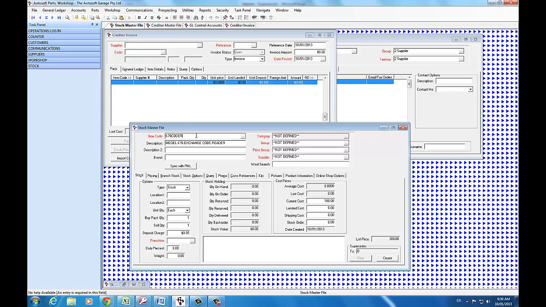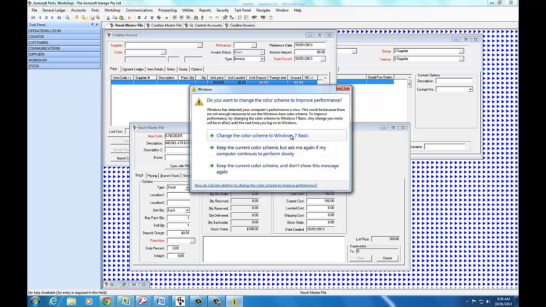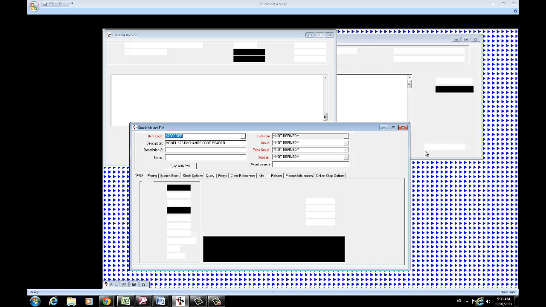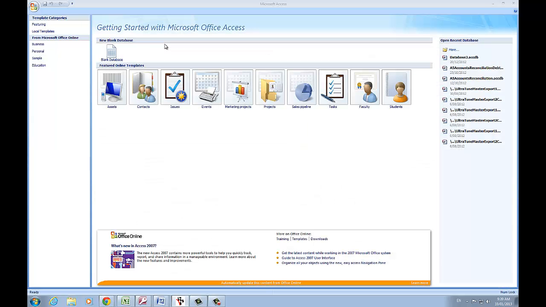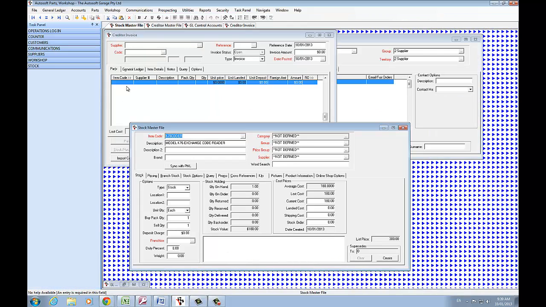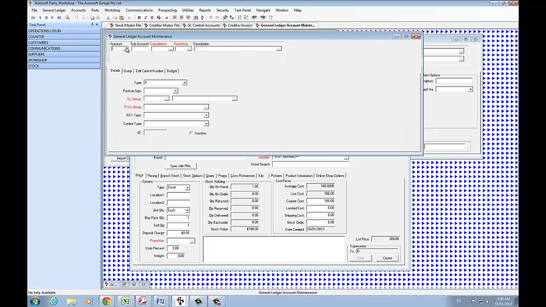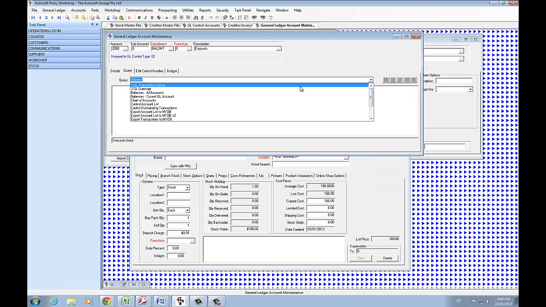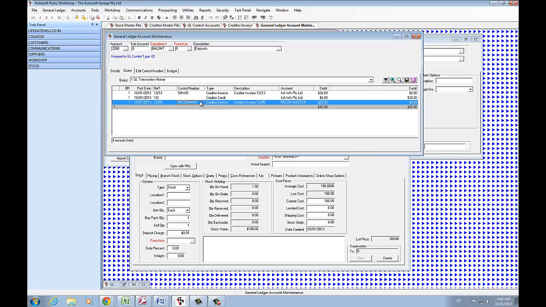If we go look at the stock master file, we've got one of these units on hand, at an average cost of $180 and the last cost of $180. It doesn't record it at 200, it records it at 180. Now what's important to note is that in the general ledger account 2090, which was our deposits, when we look at the transaction history, the deposit for Recon Master is sitting there.